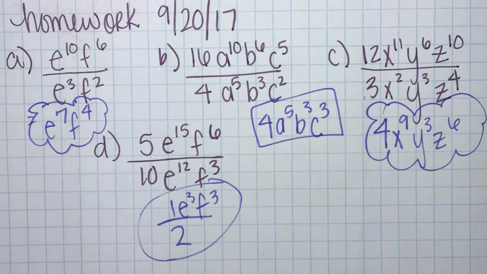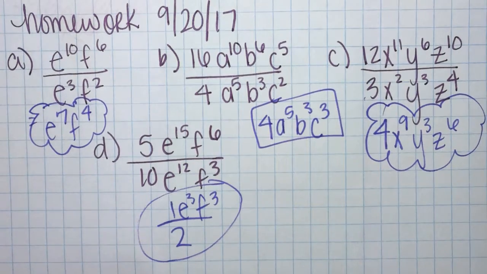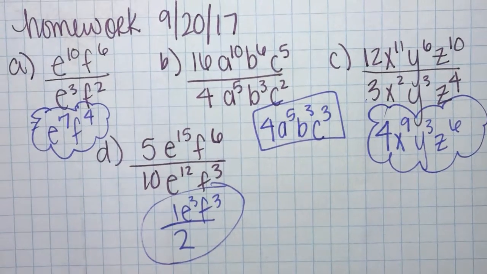Alright. Any questions? So when we multiply like bases, what do we do to the exponents? Listen to what I said. When you multiply like bases, what do you do to the exponents? Okay? When you divide like bases, what do you do?